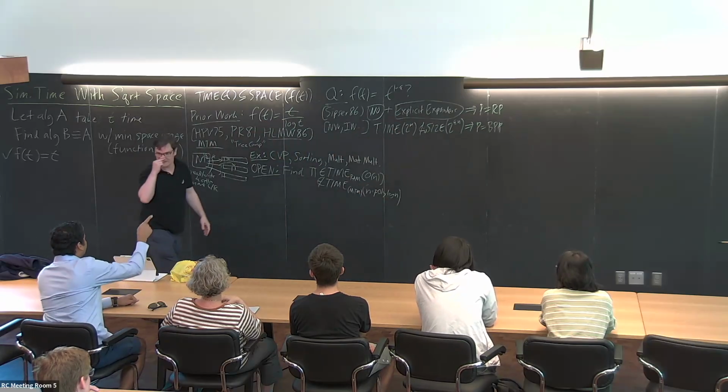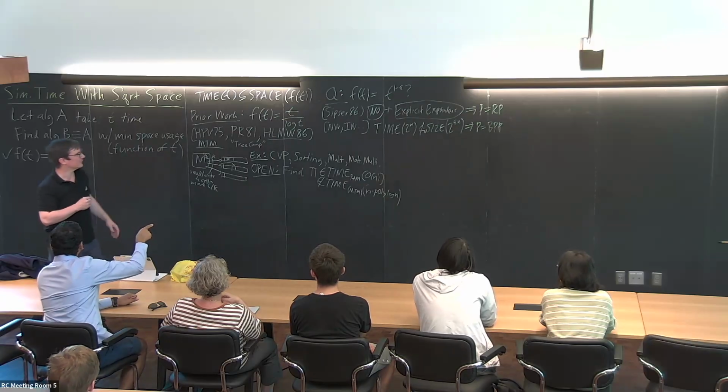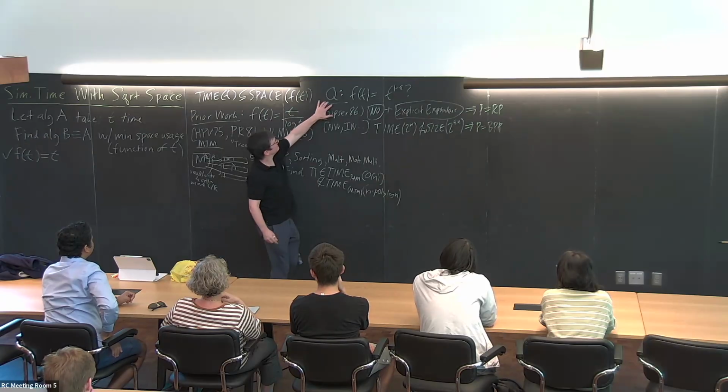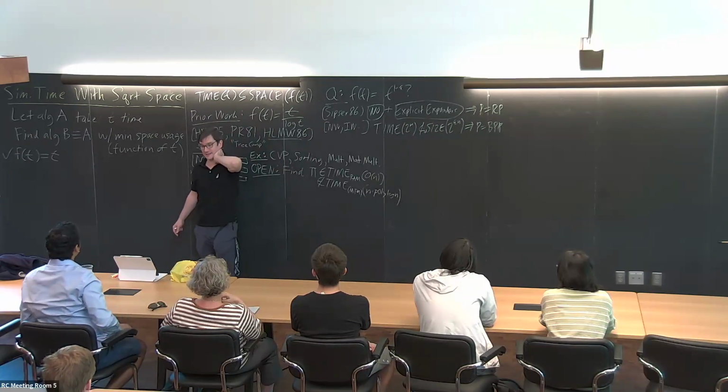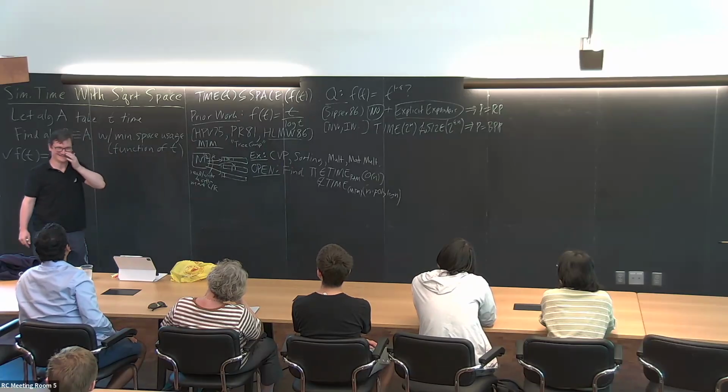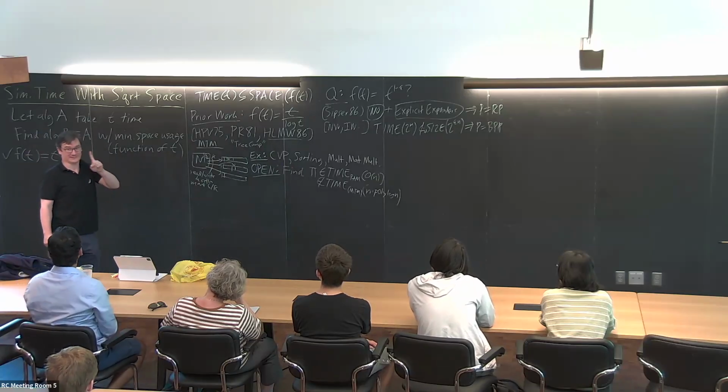Does the model matter for this question? Like, is this a question in the context of RAM machines? Oh, it does matter, in the sense that for one-tape machines, it's been known since the 60s you can get square root of t. Okay, so for a single tape machine.